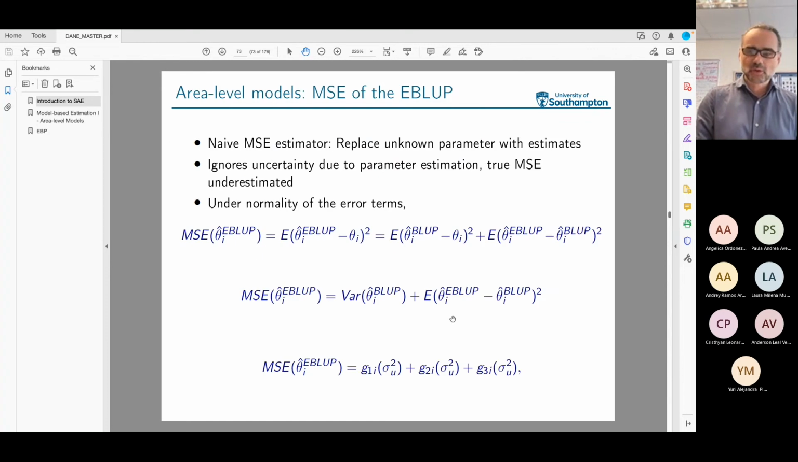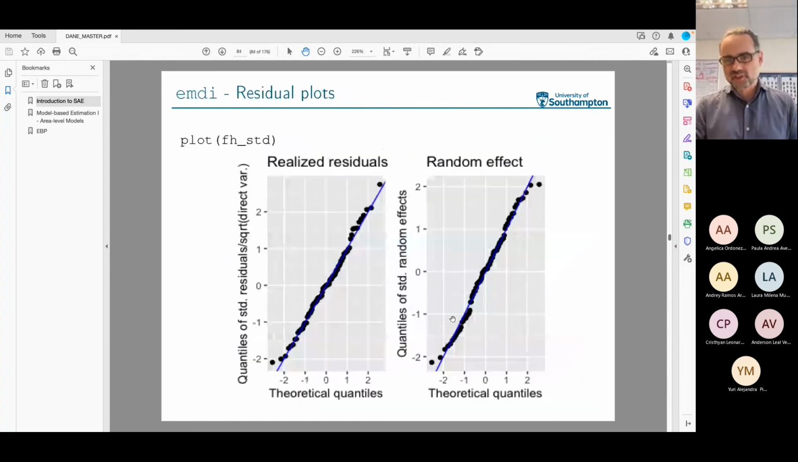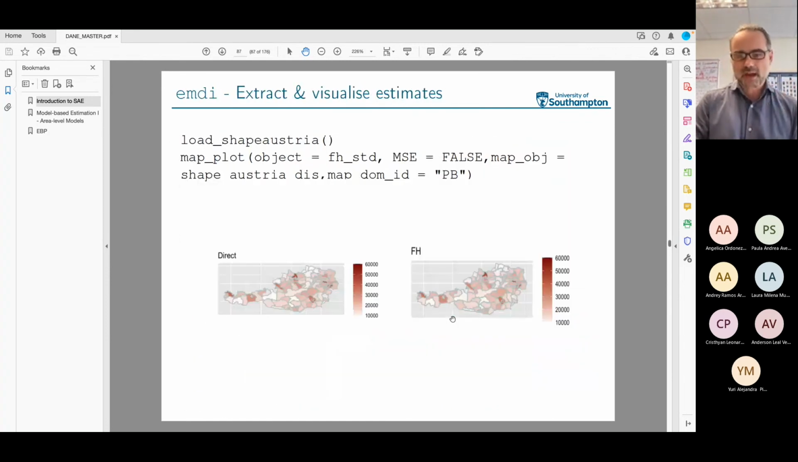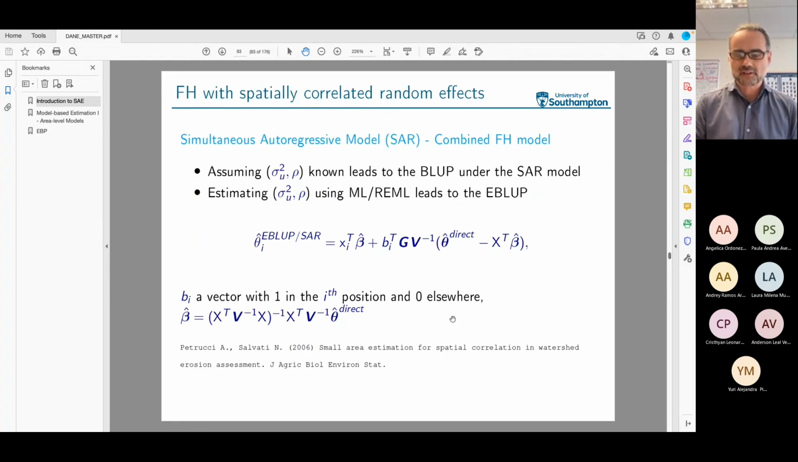And under the SAR model, this looks very similar. It's just that this second part has been adjusted to reflect the fact that we assume a particular structure for how the areas are related. So you see the first part is again x_i transpose beta hat, and then you have a residual, and then you have an expression here in place for gamma_i. Okay, so this is how the EBLUP under the SAR model is constructed.